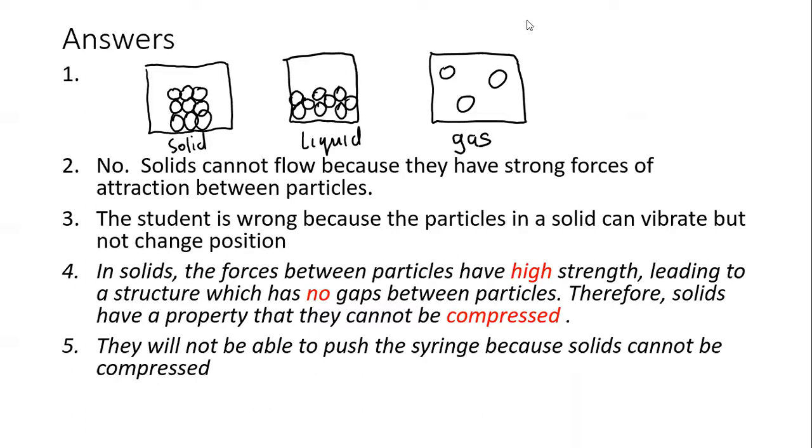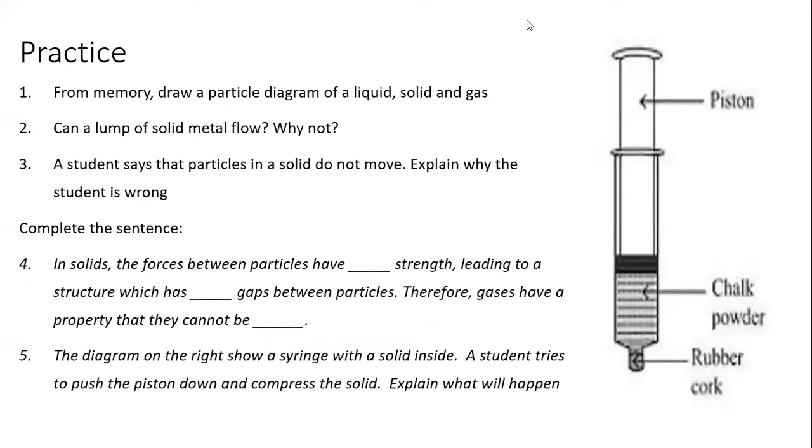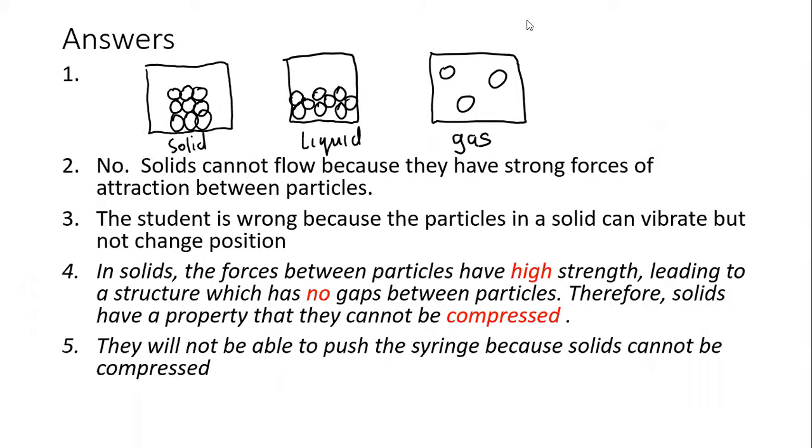The most difficult one there was number 5. It was to do with a syringe. So we have a syringe and it's filled with chalk powder, which is a solid. The diagram on the right shows a syringe with a solid inside. A student tries to push the piston down and compress the solid. Explain what would happen. Well, hopefully you figured out that because it's a solid, it cannot be compressed. Therefore, the piston will not be able to push down, so it will not go anywhere. So they will not be able to push the syringe because solids cannot be compressed.